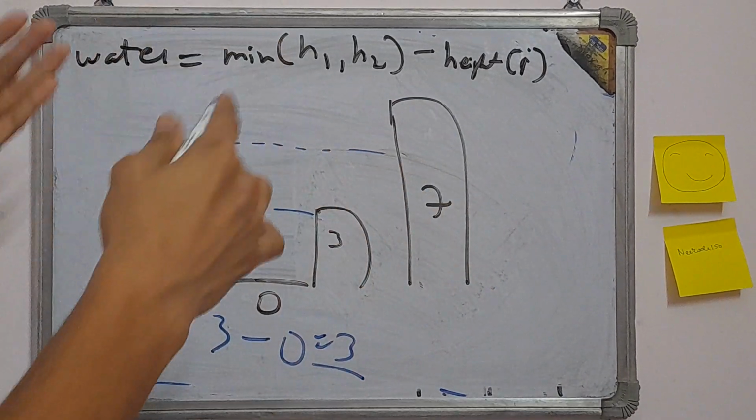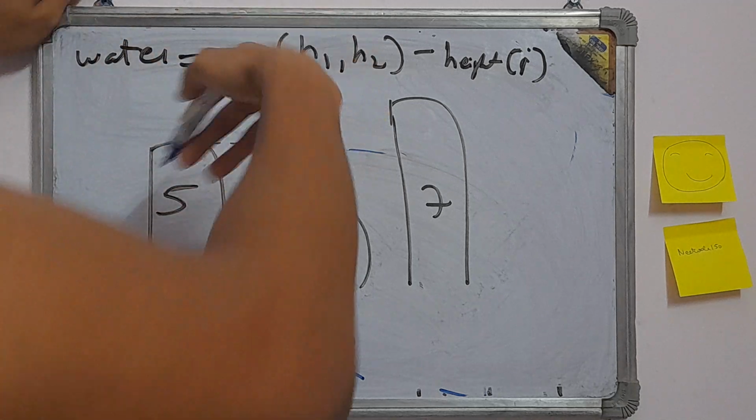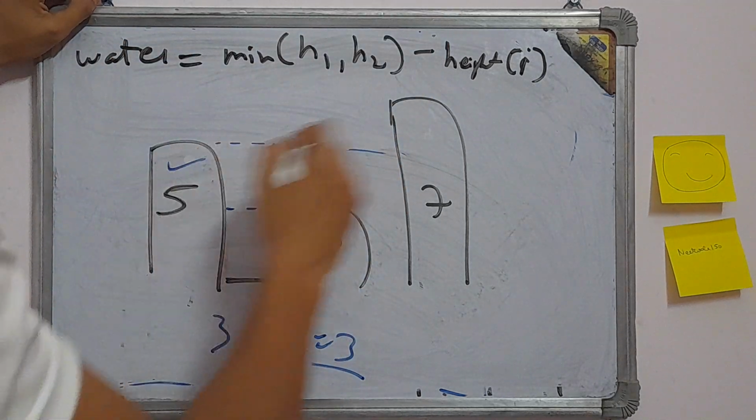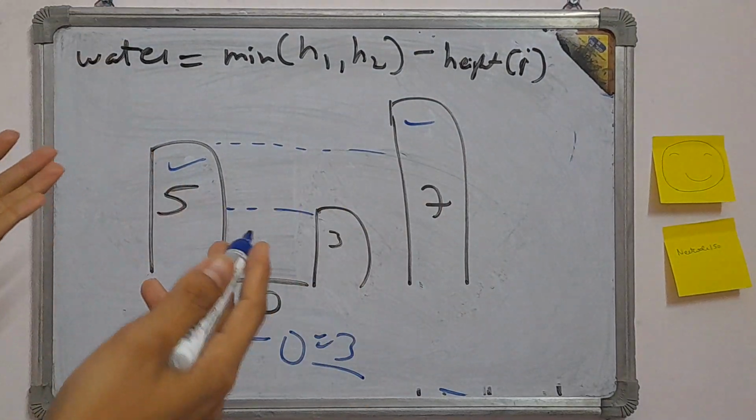Rain will not do less water. Rain will try to do as much water as possible. So in this case, we will take this wall and this wall. So how do we know which 2 walls to take? There are too many buildings.